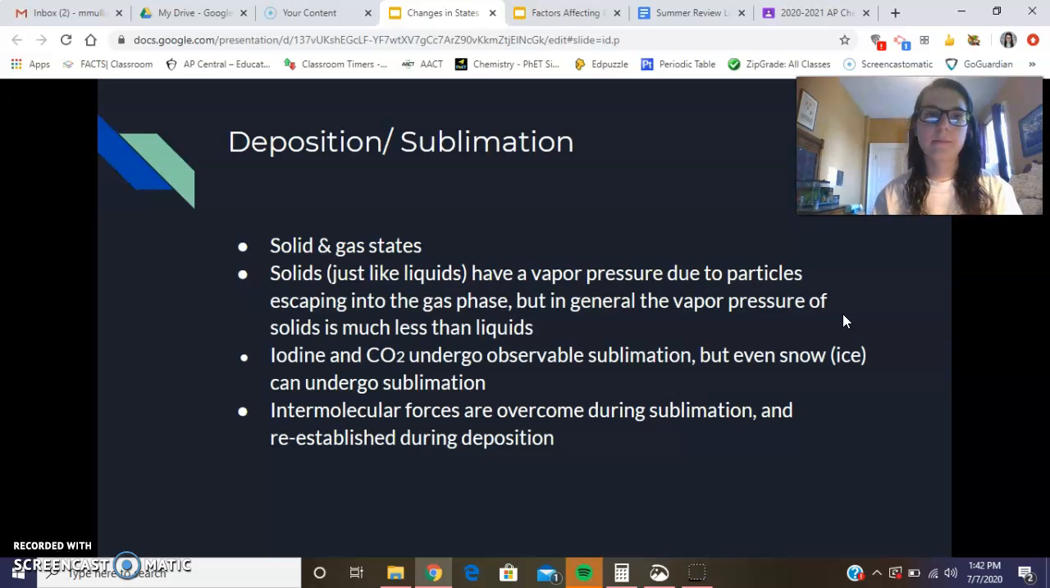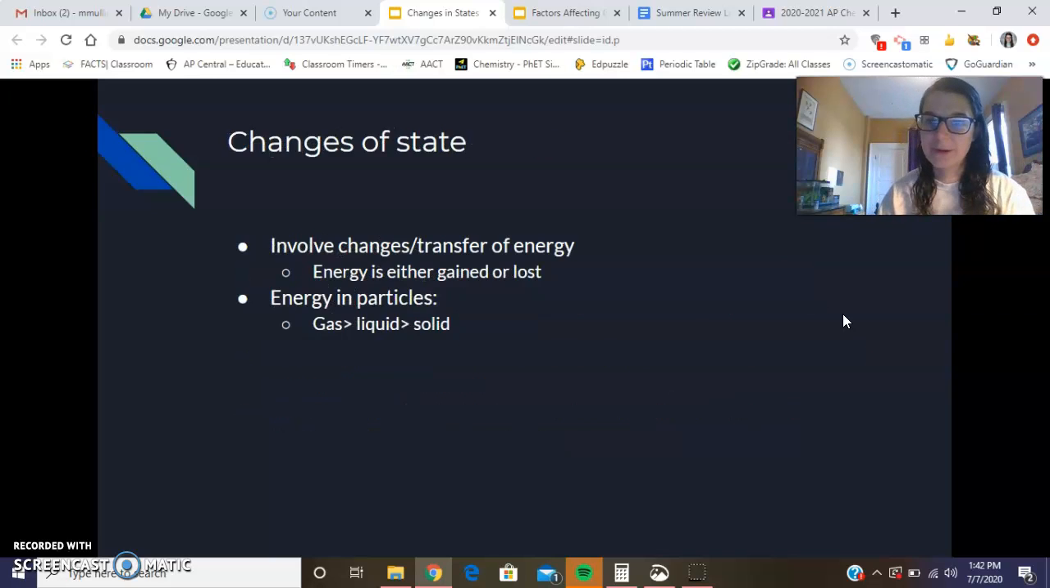You might notice, well, not so much here, but in northern states where there are a lot of snowbanks formed from wind and snow, over time the snowbanks do decrease. The height of that snowbank will decrease over time, even though we are below the freezing point. So it's not that the snow is melting and then evaporating. There is some sublimation going on. Here again, intermolecular forces are overcome during sublimation and then reestablished during deposition. So those are the main changes in states of matter that we will talk about.